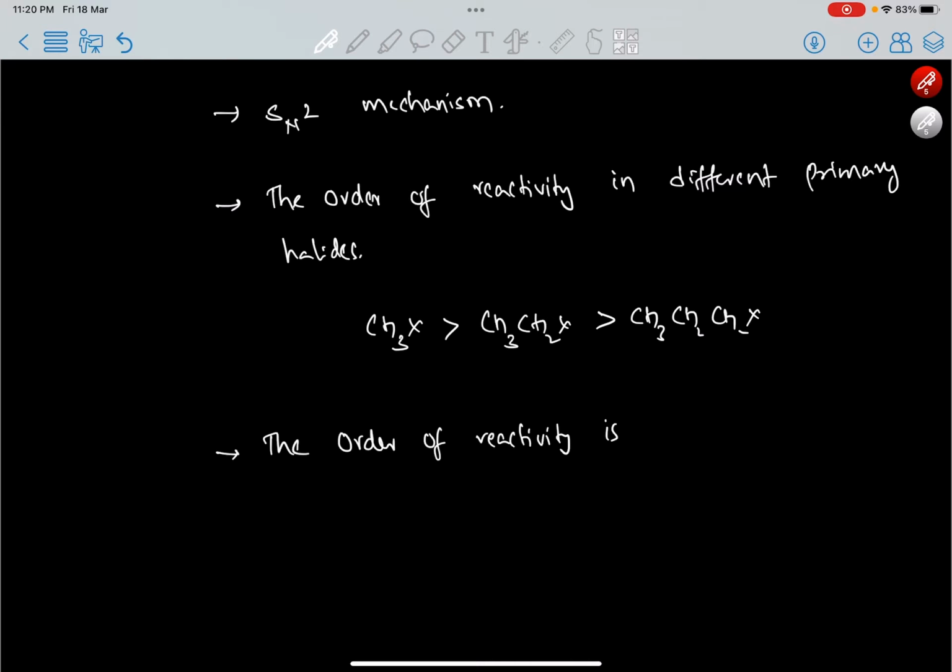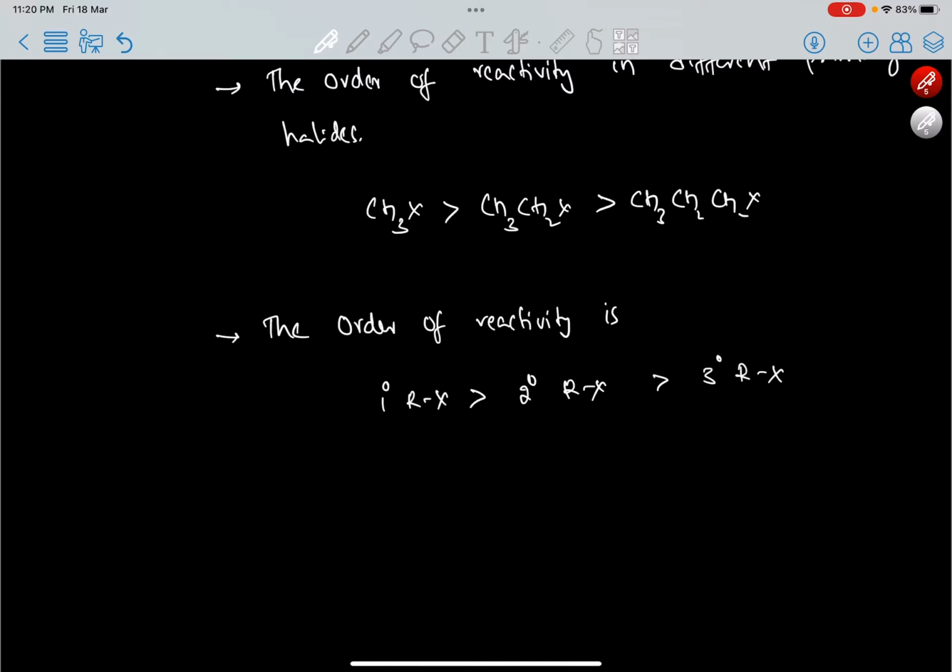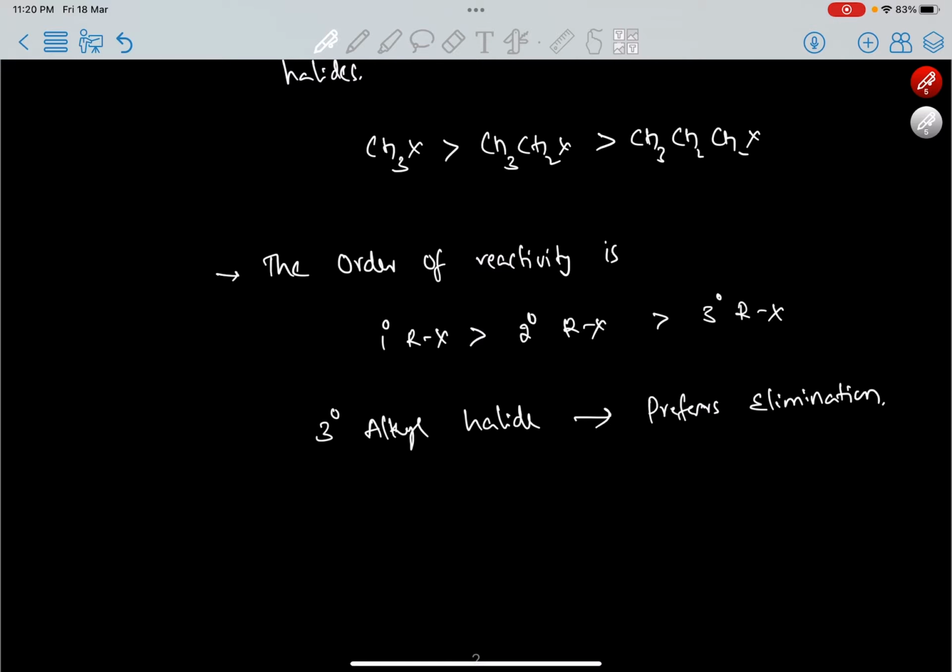The order of reactivity is primary alkyl halide undergoes fast reaction when compared to secondary alkyl halide and when compared to tertiary alkyl halide. Why is that? Because tertiary alkyl halide always prefers elimination product. That means instead of forming alcohol or ethers, it forms alkene.